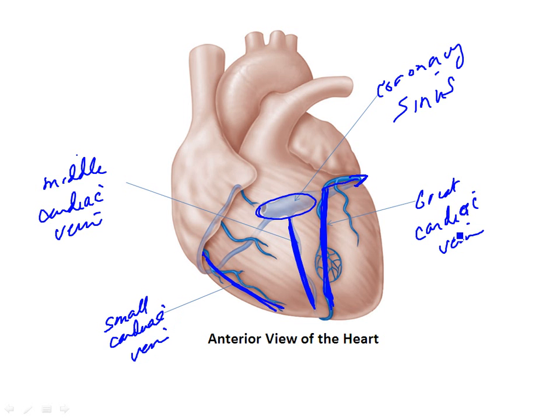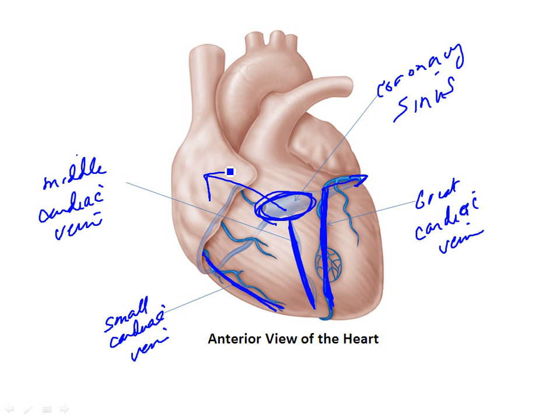So the great cardiac vein drains the front side, the middle cardiac vein drains the back side of the heart, and then the small cardiac vein is going to drain this right lateral side of the heart. And again, they all go to this coronary sinus. They dump into there, and then this coronary sinus dumps into the right atrium right there. And that's how we get blood returned back to the heart.